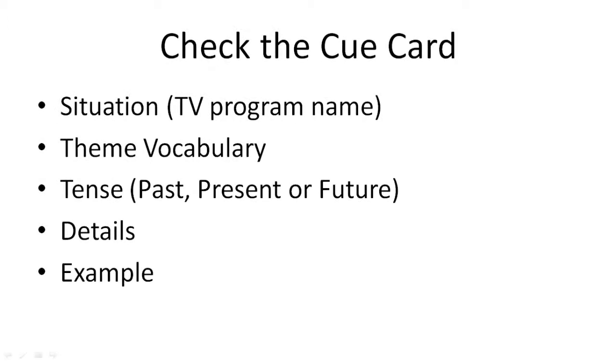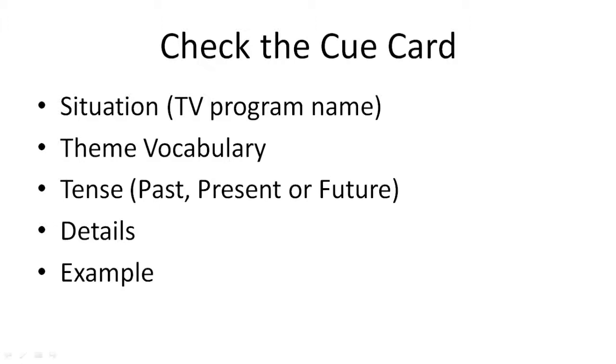First of all, before starting any preparation, you should check the cue card, what kind of situation it has. Means in this cue card you can say what kind of TV program you are going to describe. The next is theme vocabulary, what type of different vocabulary or what kind of different words you can add to your cue card. The third thing is the tense.